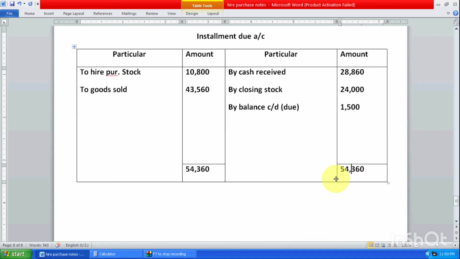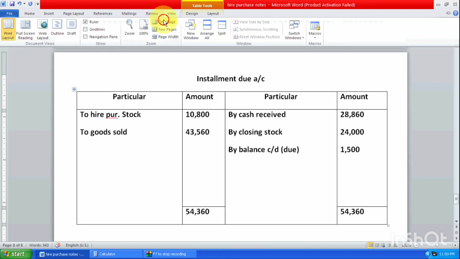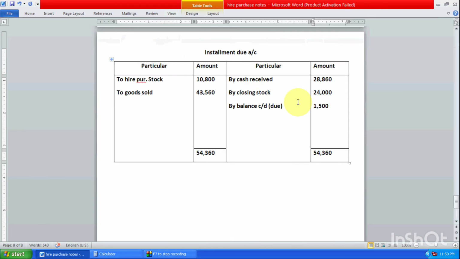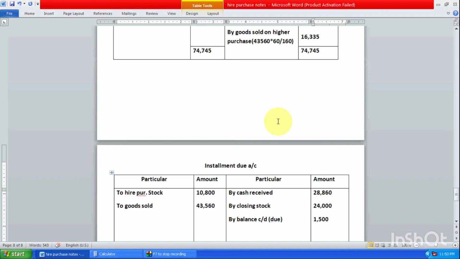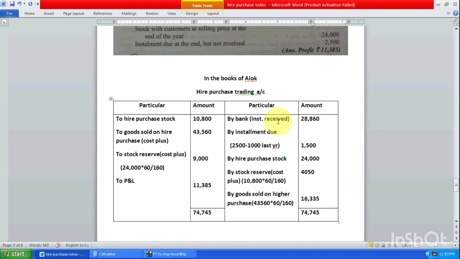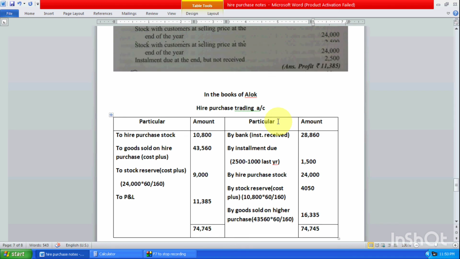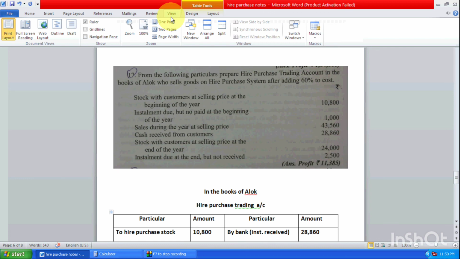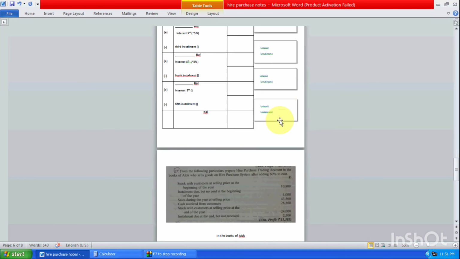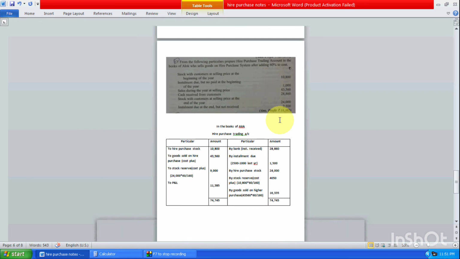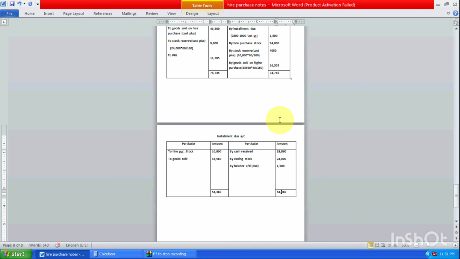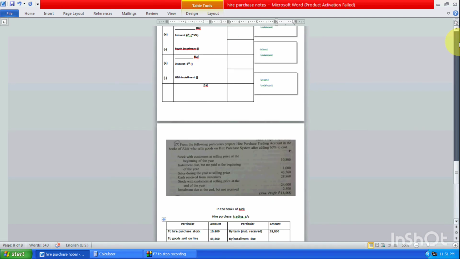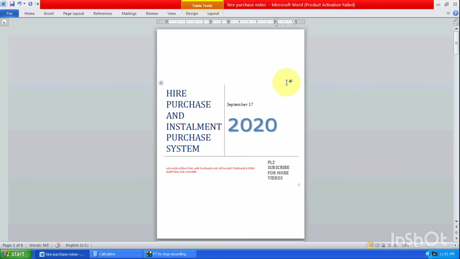First we have to prepare installment due, then trading, because this is the first question like this. That's why I have told you this. But always remember this: first do the installment account, then go to the hire purchase trading account. This is the way we have to solve hire purchase question number 17, hire purchase trading and installment due account, to get the profit and loss.